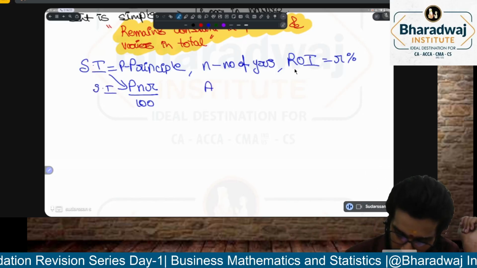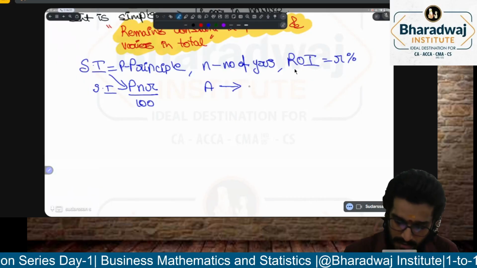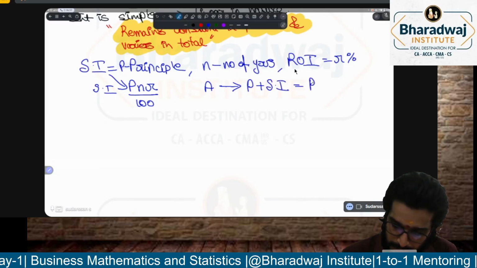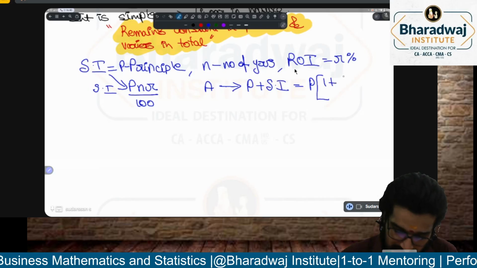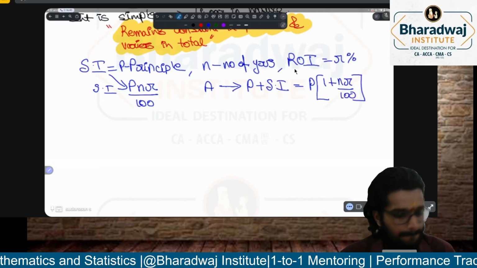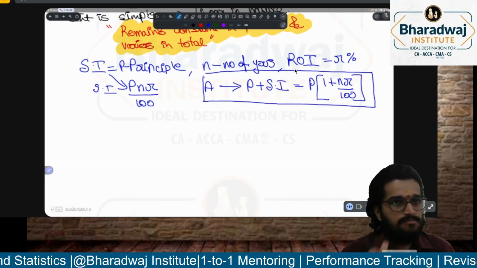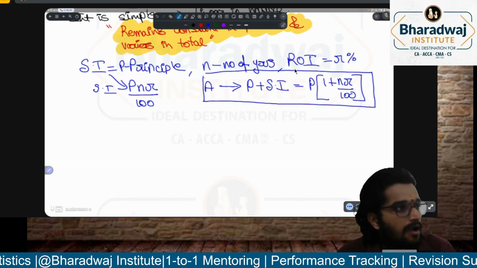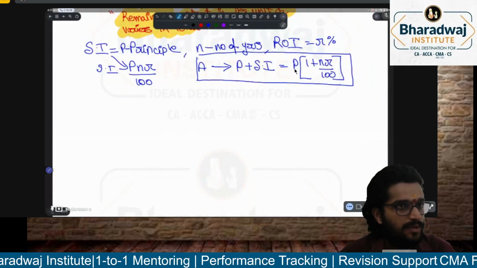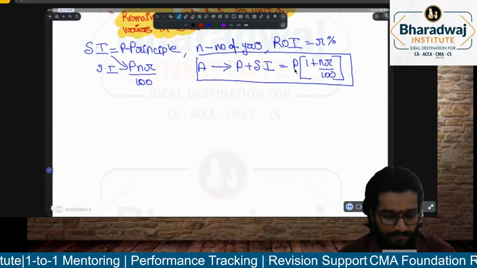Now, you will get a term called amount, which is the final maturity value, which means principal plus simple interest. P multiplied with 1 plus NR by 100. This is the formula for amount. Clear? Now, sir, is there any other concept in simple interest? Actually, no. Conceptually, it's over.